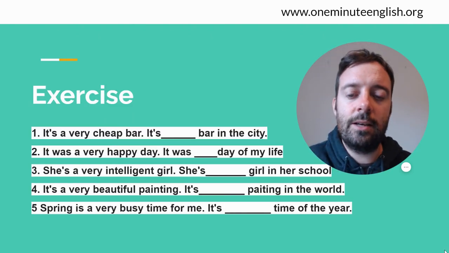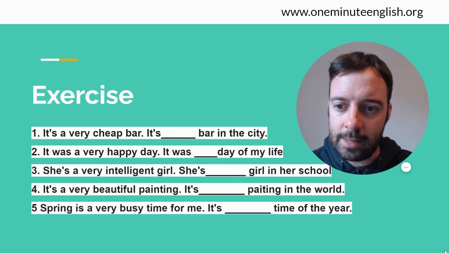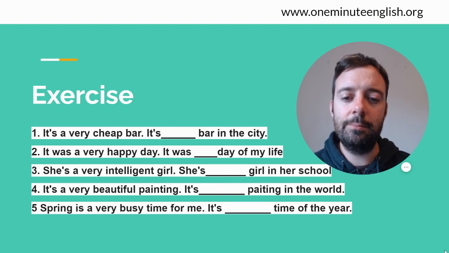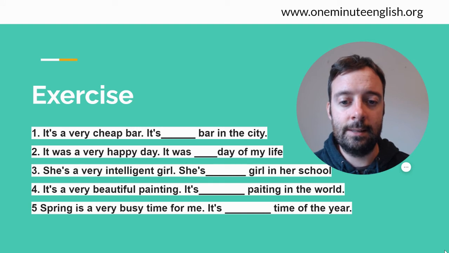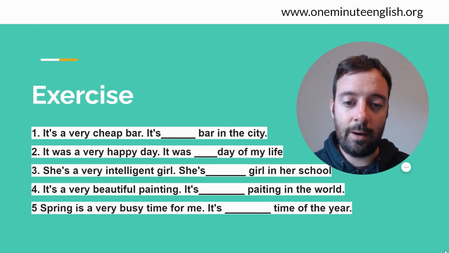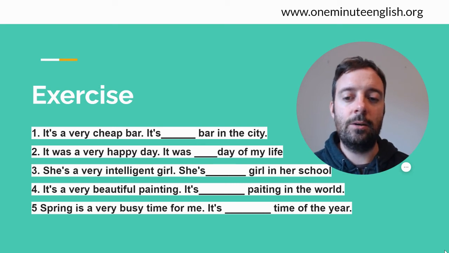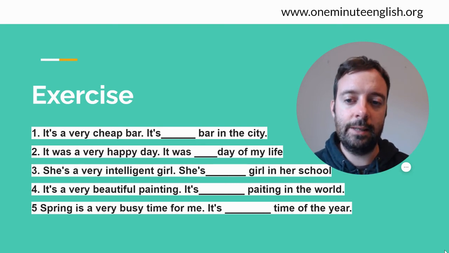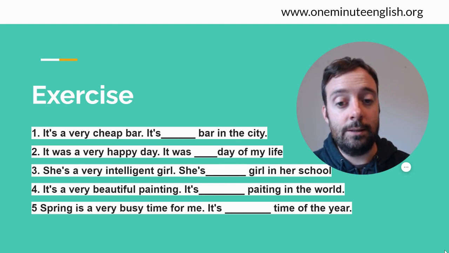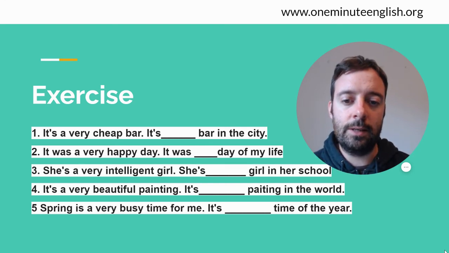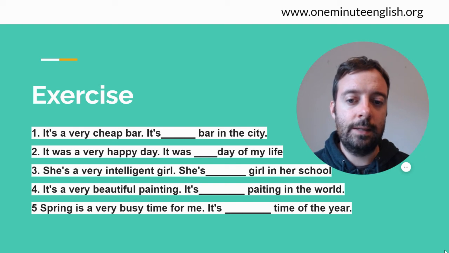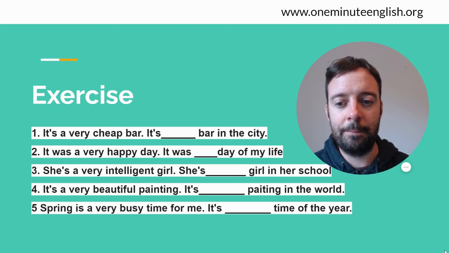Let's try some exercises here. Okay, so it's a very cheap bar. It's the something bar in the city. So we need cheap here in the superlative. Cheap is a short word, right? So what is it? It's the cheapest bar in the city. Okay, it's the cheapest bar in the city.